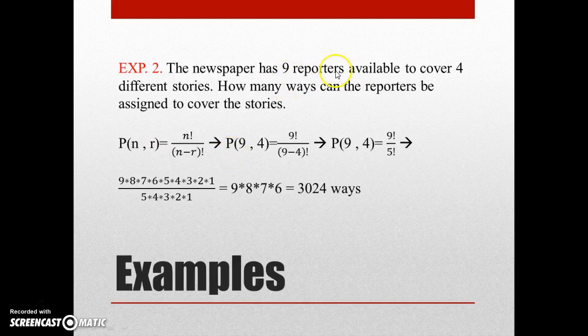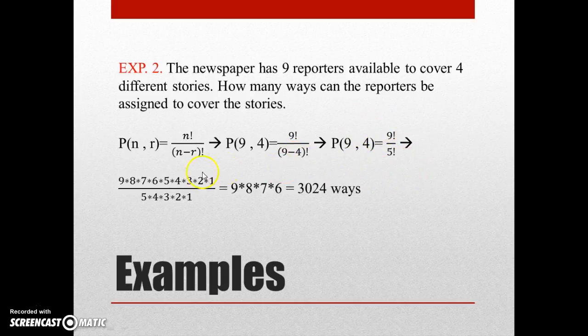That's how many total we have. So we plug that in for n, and our r would be 4, right? Because they're covering 4 different stories. So then we plug that in for r. So then we get the permutation of 9 and 4. So we get 9 factorial over 9 minus 4 factorial, which gives us 9 factorial over 5 factorial.